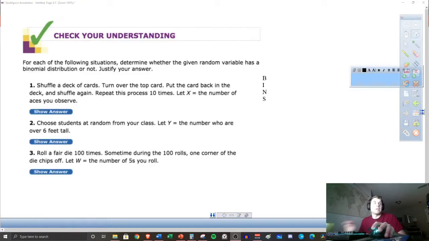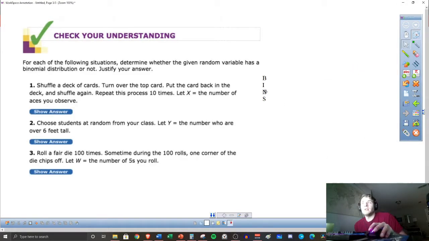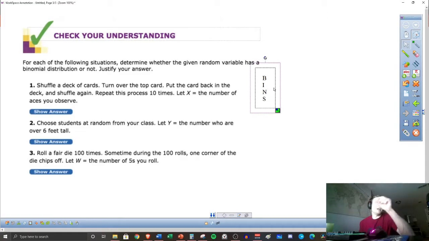One second. Okay, so I've got those copied in now. And how you should try to start each one of these is writing BINS down on the right side of each question. So for number 1, you can put number 1 out. You don't have to copy the question, but we're just trying to experience this. Write 1 BINS. Okay, and each time you're going through this, because we're trying to determine if the random variable has a binomial distribution or not.